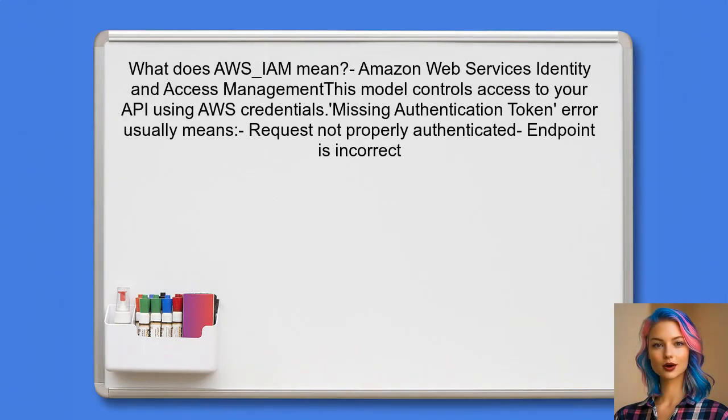So what does AWS IAM mean? It stands for Amazon Web Services Identity and Access Management. This model allows you to control access to your API using AWS credentials. However, if you're getting a missing authentication token error, it usually means that the request is not properly authenticated or the endpoint is incorrect.